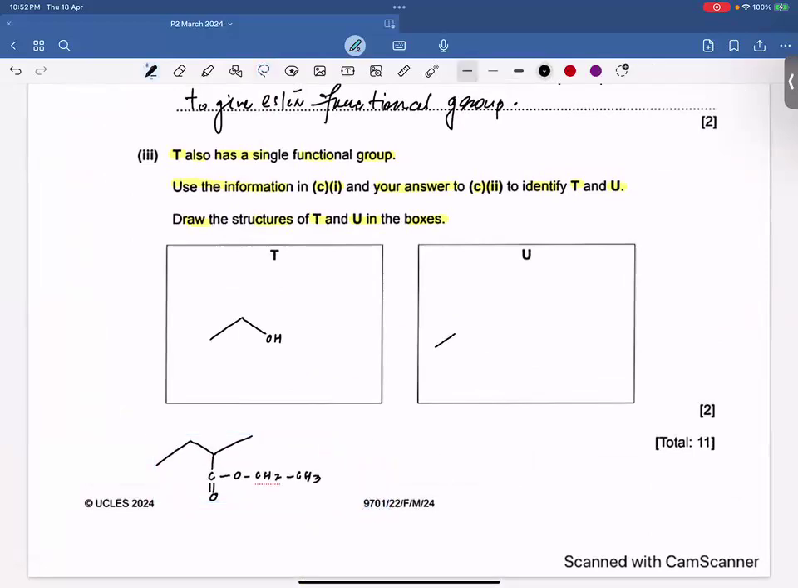Let me draw it. CH3, C, this C=O as it is. This CH3 will remain as it is. This is the oxygen atom, this is CH2 and this is CH3. Or we can write it like this: C double bond oxygen, single bond oxygen, CH2, CH3. Much better. Okay, that's the end of this question.